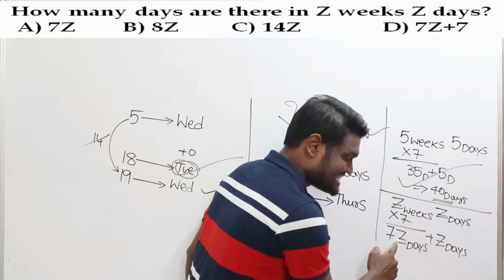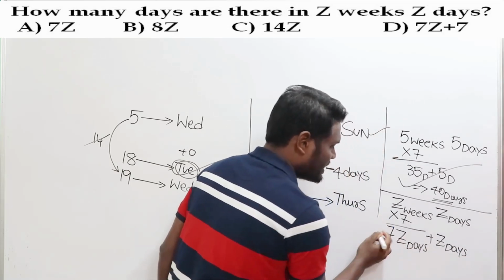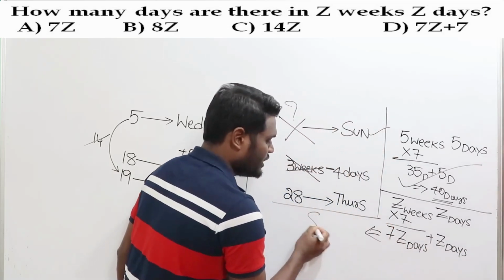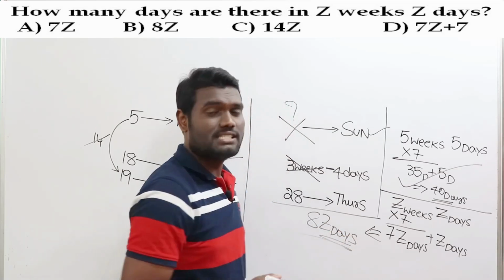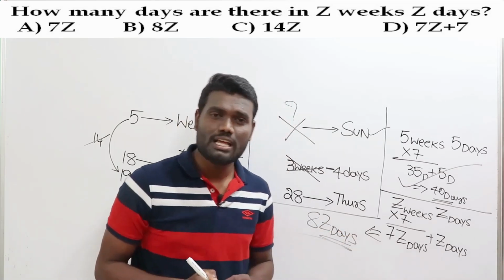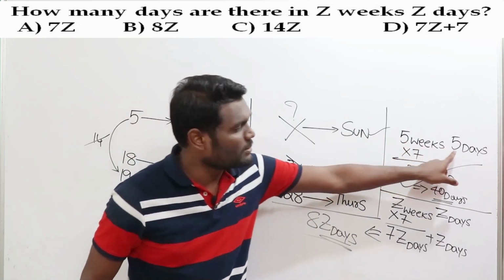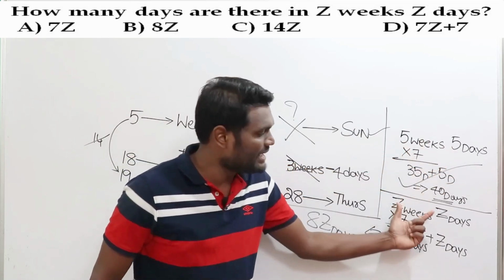So we can say that 7Z plus Z, in total we are going to have 8Z days. So total we have 8Z days. A simple question. Whatever we have written in terms of numbers, the same question we have written in terms of variables.